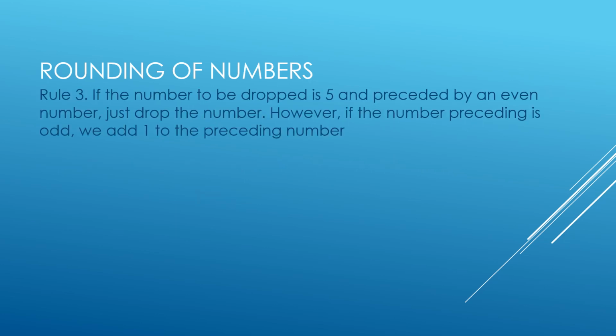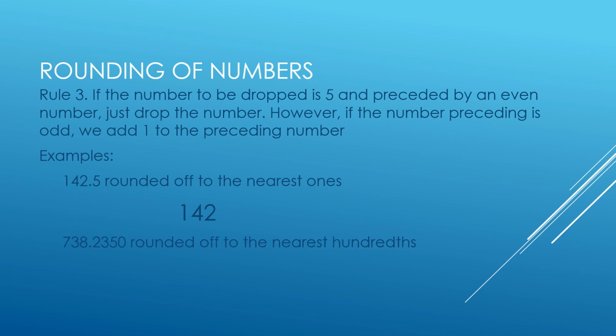Next, if the number to be dropped is 5 and preceded by an even number, we just drop the number. However, if the number preceding is odd, we add 1 to the preceding number. Example, 142.5 rounded off to the nearest ones. Since the number to be dropped is 5 and it is preceded by an even number, we simply drop the number 5. Hence, the rounded off number is 142.